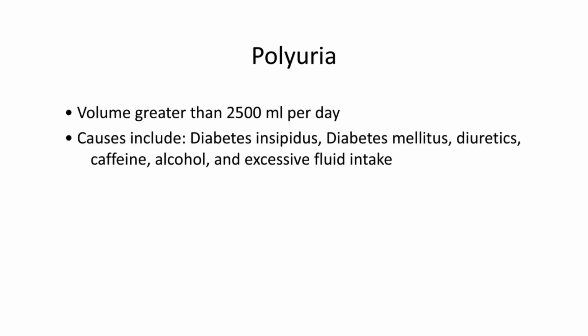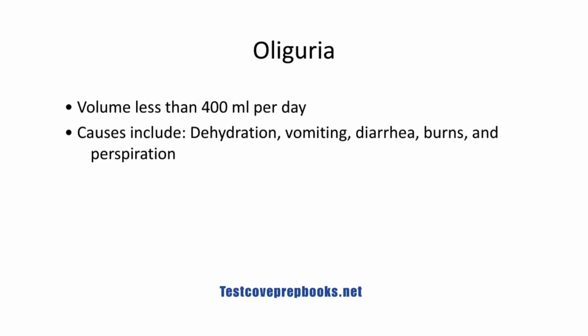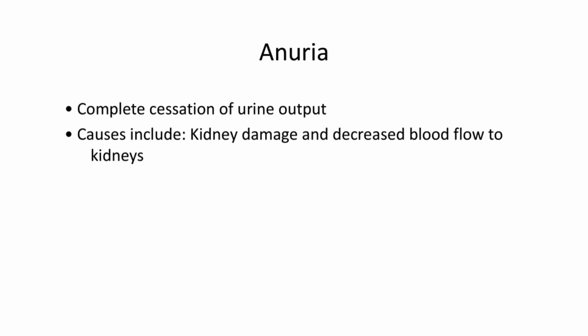It can also be caused by the use of diuretics, or by consuming substances such as caffeine, alcohol, and excessive amounts of fluids. Oliguria is defined as the production of less than 400 milliliters of urine per day. It is often associated with dehydration, vomiting, diarrhea, burns, or excessive perspiration. Anuria means the complete cessation of urine output. This severe condition usually results from kidney damage or a significant decrease in blood flow to the kidneys.